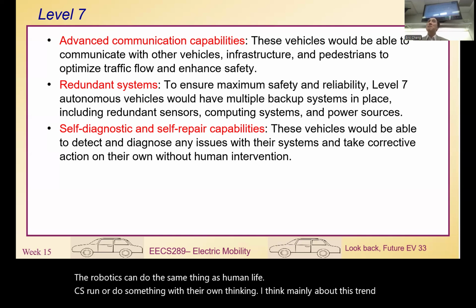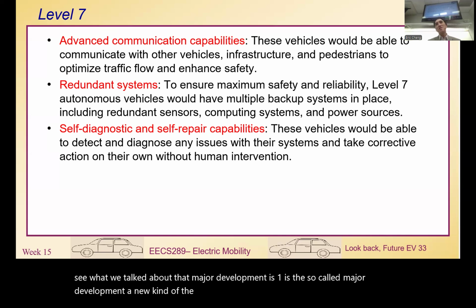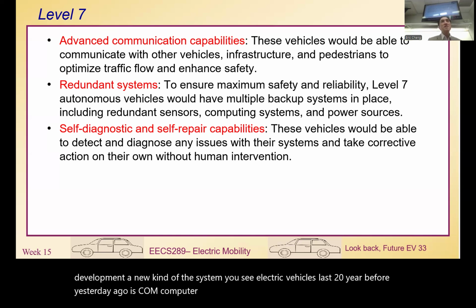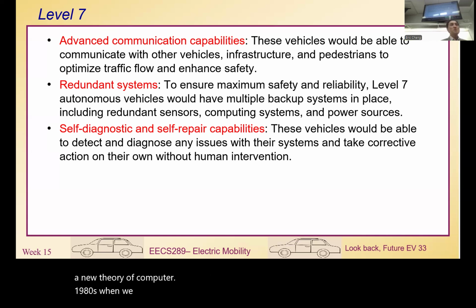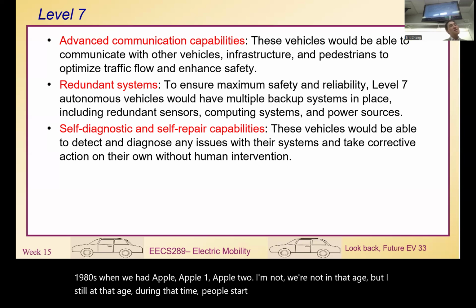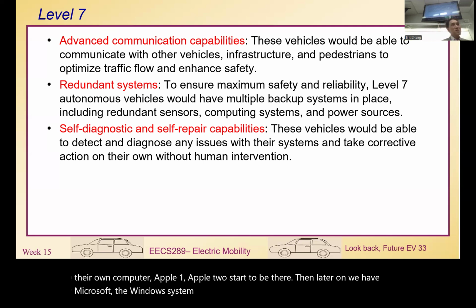You see what we talk about, that major development is a new kind of system. You see, electric vehicles last 20 years. Before electric vehicle is computer, software. When we start to have new development of computer, I think roughly the 1980s, when we had Apple 1, Apple 2, you're not in that age, but I still at that age. During that time, people start to buy their own computer, assemble their own computer. Apple 1, Apple 2 start to be there. Then later on, we have Microsoft, the Windows system. So from 1980 to year 2000, we have a lot of new development for computer.